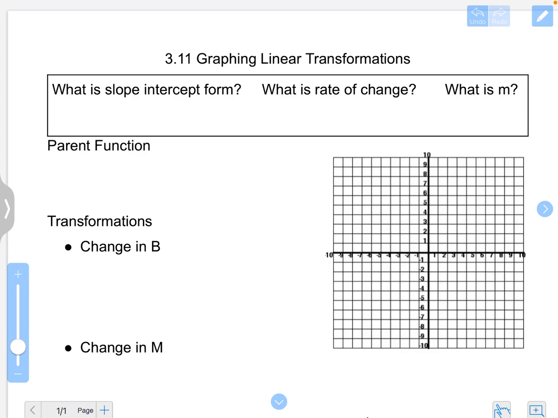Welcome to Coach Taylor's class notes, and today we're going to talk about graphing linear transformations. So just like we have at the start of every unit, let's review the things that we know.